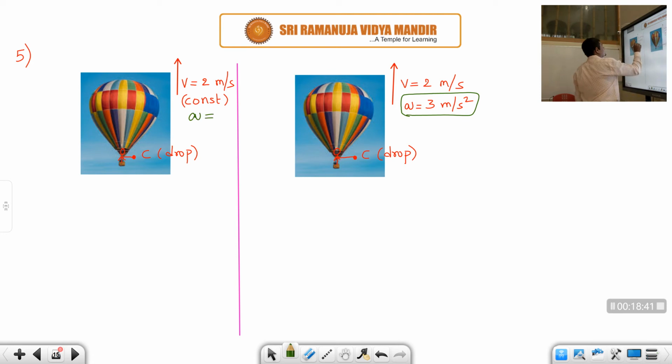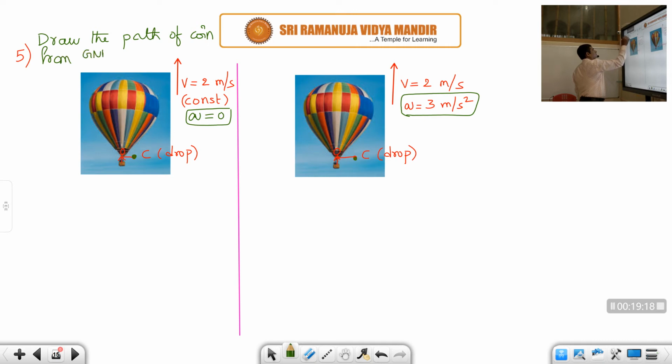Here what is the acceleration, students? 0. Here acceleration is 0. Now from these balloons, a coin is being dropped. We have to draw the path of the coin from ground frame as well as from balloon frame. That is the question. Draw the path of the coin from ground frame and from balloon frame.